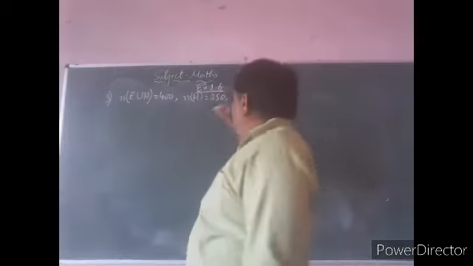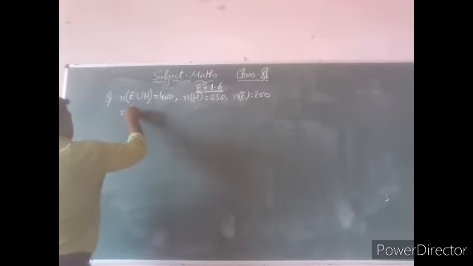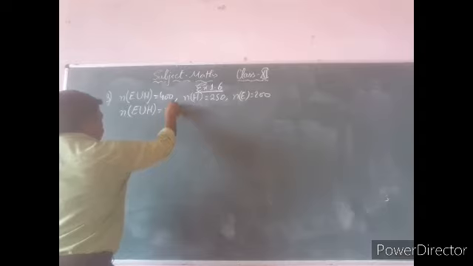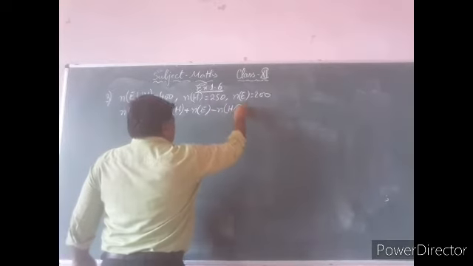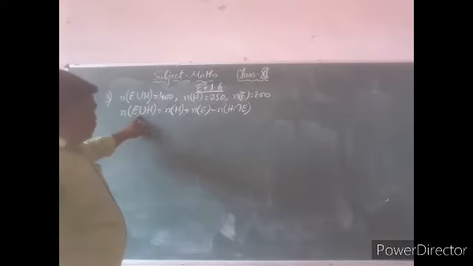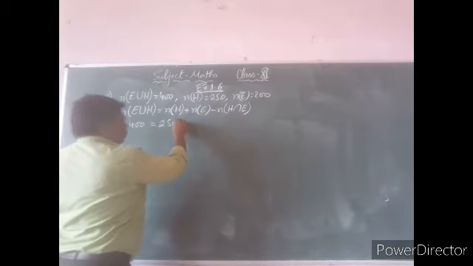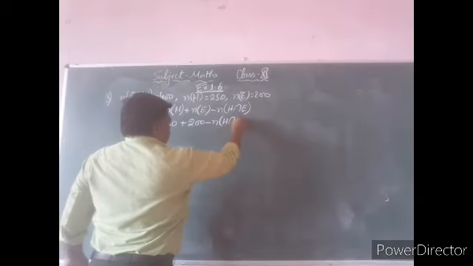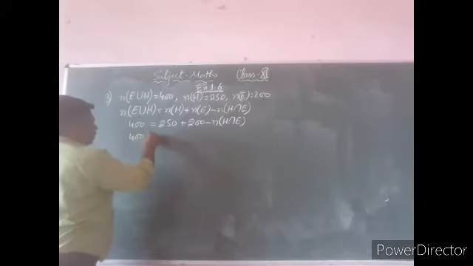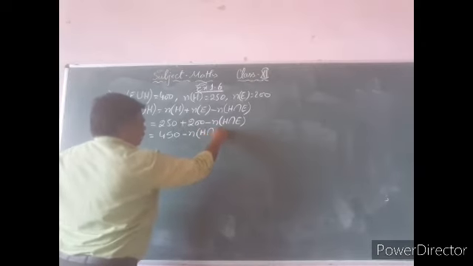200 speak English, so n(E) is equal to 200. n(E union H) is equal to n(H) plus n(E) minus n(H intersection E). n(E union H) is 400. So 400 is equal to 250 plus 200 minus n(H intersection E). So 400 is equal to 450 minus n(H intersection E).